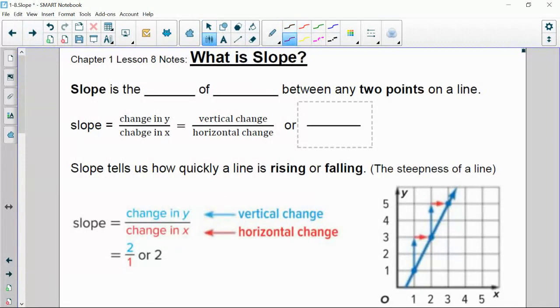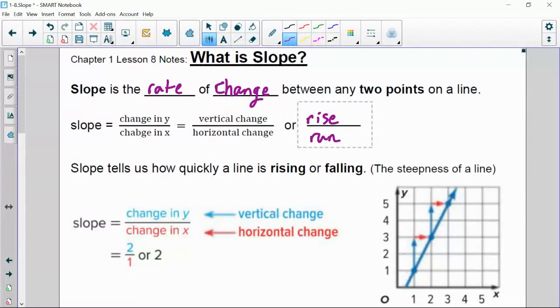Well, we know slope is the rate of change. Those wonderful words we have been seeing all the time. Slope is the rate of change between any 2 points on a line. It can be considered as finding the change in y over the change in x, your vertical change over your horizontal change, or as we like to call it, rise over run.